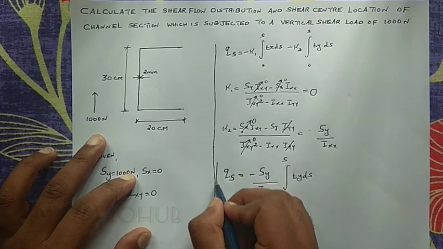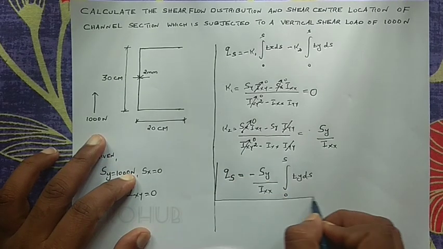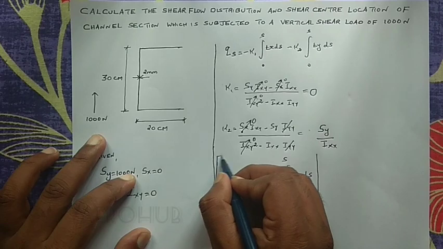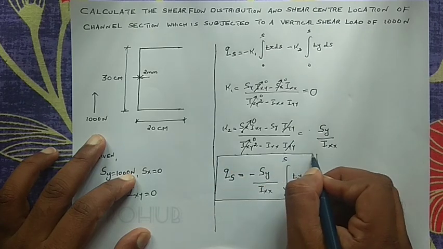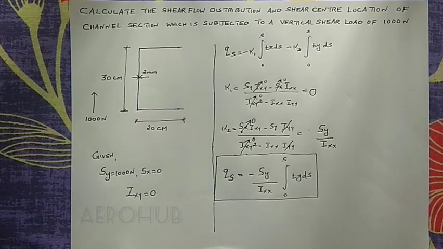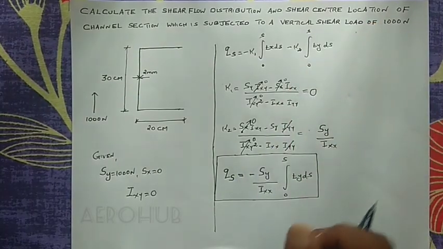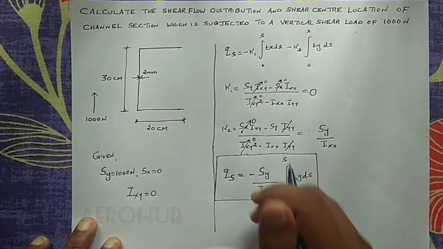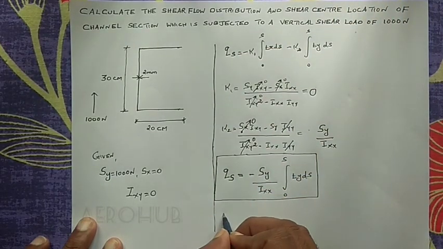This is the formula which is applicable for any structure or any thin wall section which we are subjecting to shear load along y direction and is symmetric about any axis. This is the general formula to find out the shear flow distribution for an open section which is symmetric, and we are applying only the shear load along y direction. Now we have to find out the value of qs here. So qs is equal to, for this section, minus Sy divided by Ixx.